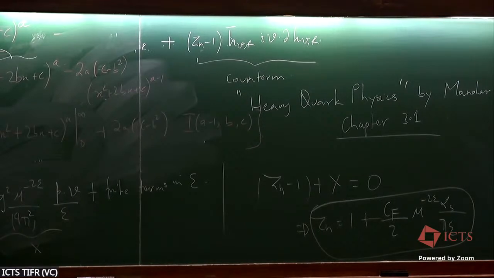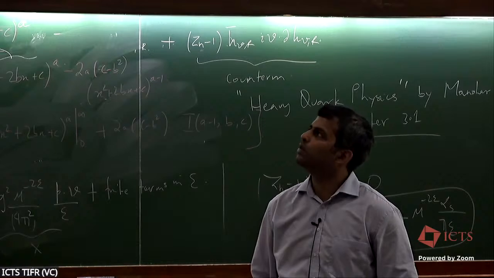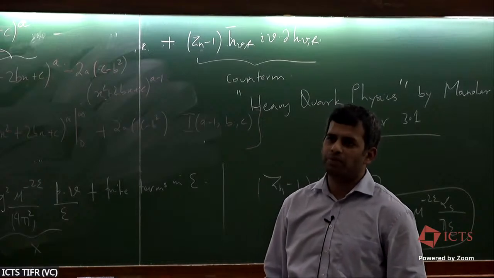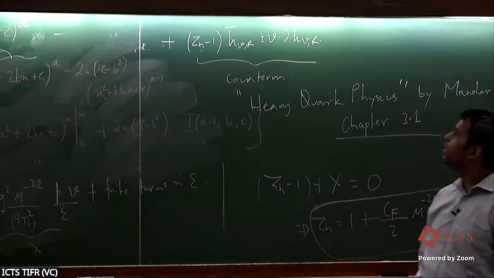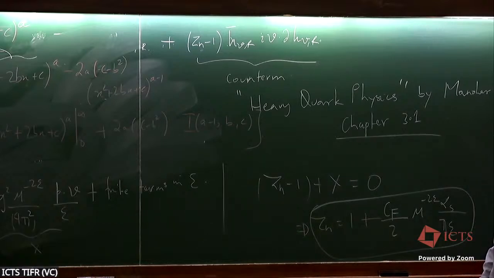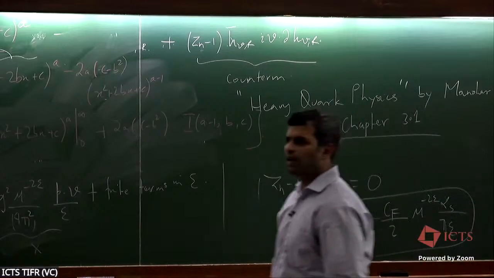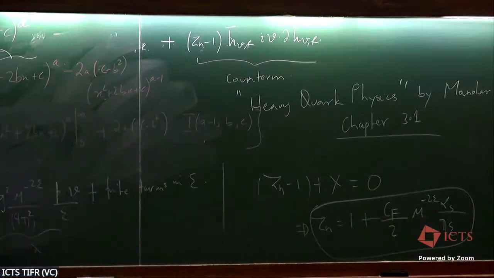Do you mean the 1 by 4 pi, the 4 pi squared suppression? This I'll have to check. I don't remember it. One will have to look at it carefully. Alpha is g squared by 4 pi. Yes, g squared is the coupling constant, and there is a 4 pi. Okay, good.